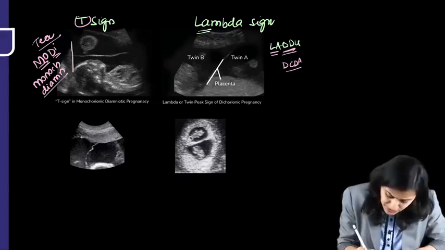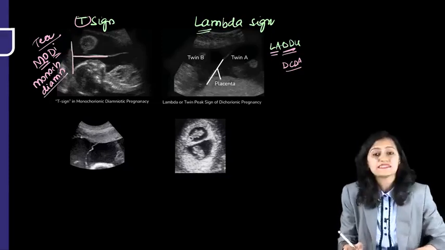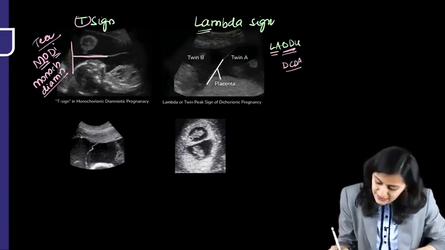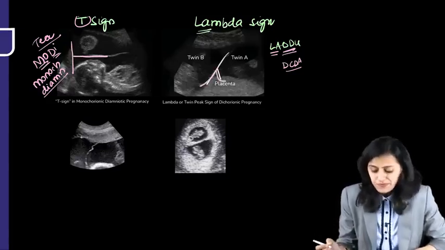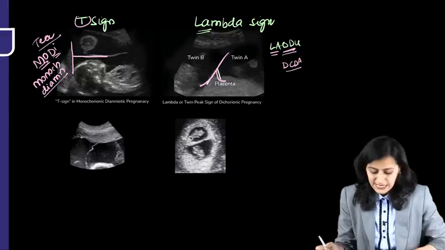So this is where you see the monochorion, the diamnion, the separating membrane. And this is the lambda sign which is seen with dichorionic diamniotic.